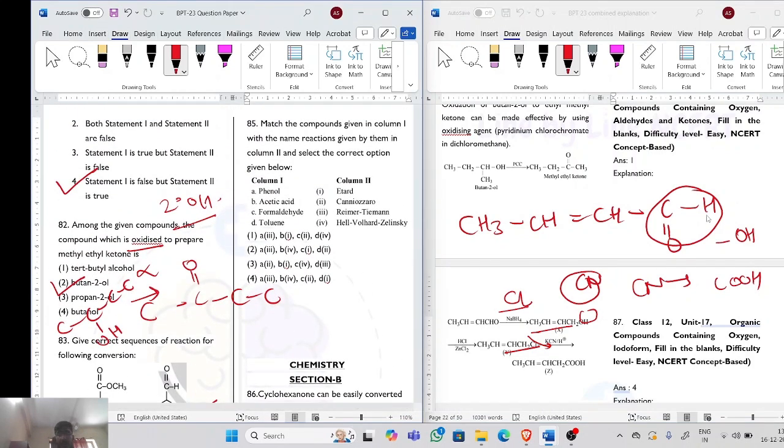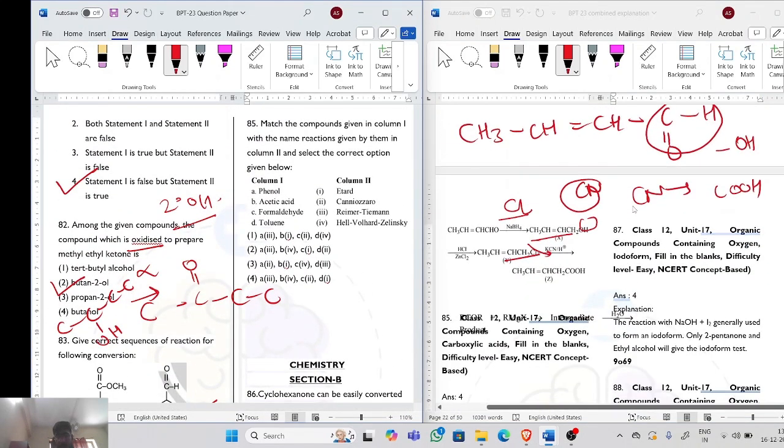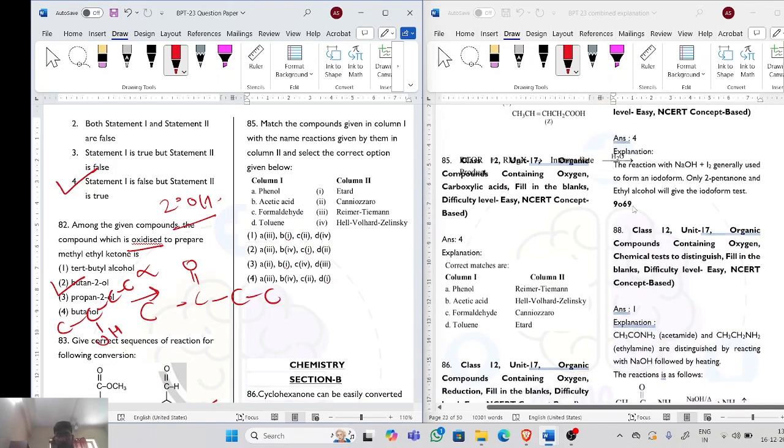Now question number 85. We are given a match-the-following question. In column 1 we have the reactants, and in column 2 we have the name reactions. We have to tell in which name reaction these reactants are used. First of all, phenol. We know definitely phenol will be used in the Reimer-Tiemann reaction, a very famous reaction of phenol. So the answer for A will be 3.